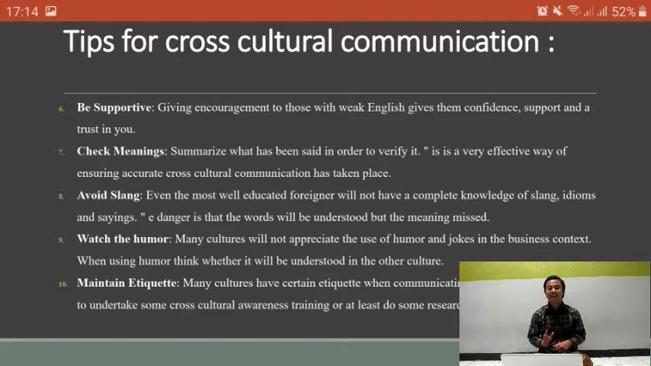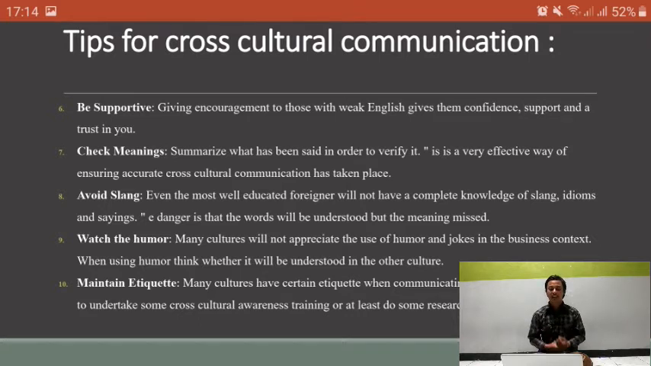The number 6 is be supportive. Giving encouragement to those with weak English, give them confidence, support, and trust in you. The 7th is check the meaning. Summarize what has been said in order to verify it. It is a very effective way of ensuring accurate cross-cultural communication has taken place.